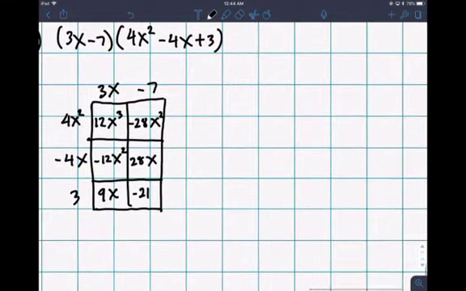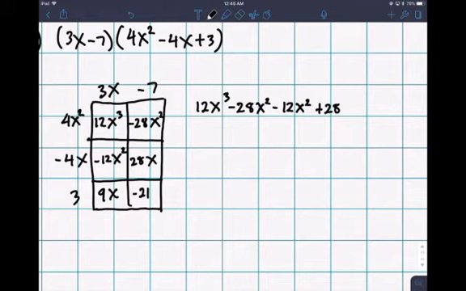So if I write down all my areas, I have 12x cubed minus 28x squared minus 12x squared plus 28x plus 9x minus 21. And again, recognize your like terms.